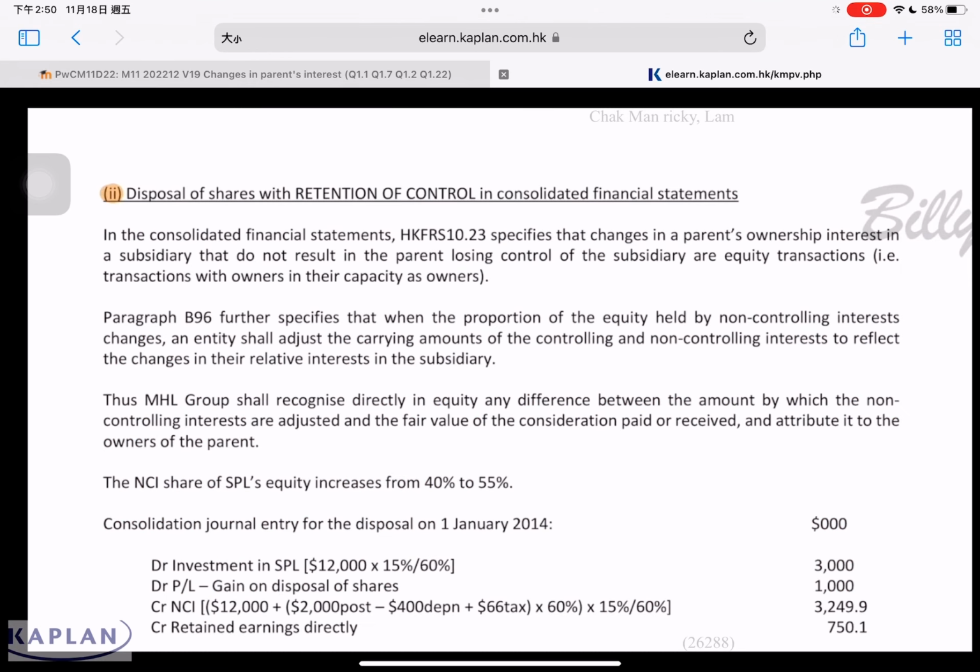Now look at number 2. If the disposal of shares has no impact on control, control is unaffected, but it affects ownership. Before, you have 60-40. Now you have minus 15. This one plus 15. This affects the ownership, so we have to adjust NCI.